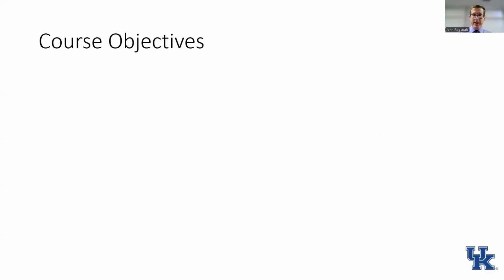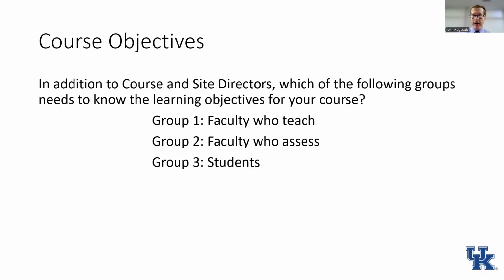So now transitioning to that next level of objectives, the course objectives, I'm going to give you a question so you can assess yourself, see what you know. In addition to the course and site directors, which obviously need to know the learning objectives for a course, who else needs to know the learning objectives for the course? Who else needs to know the course objectives? So a few different options here. Is it faculty who teach? The faculty that might be involved in giving lectures or precepting? Is it the faculty who assess, who might be writing test questions or filling out an evaluation of a student? Is it the students themselves?